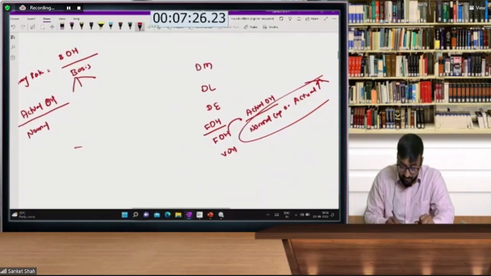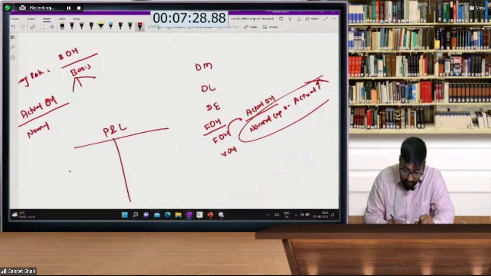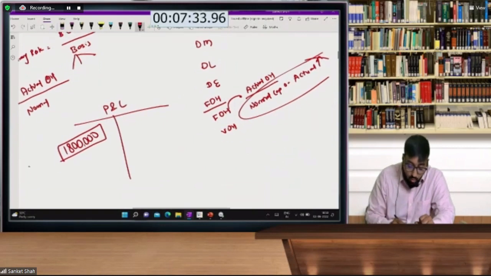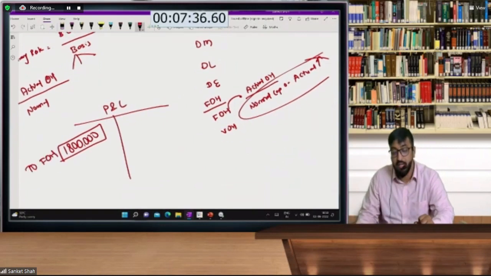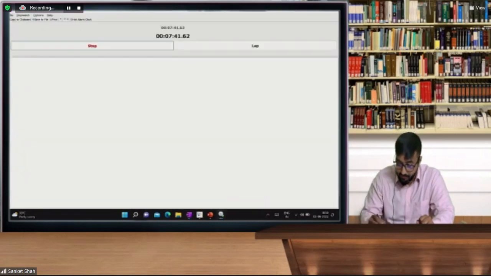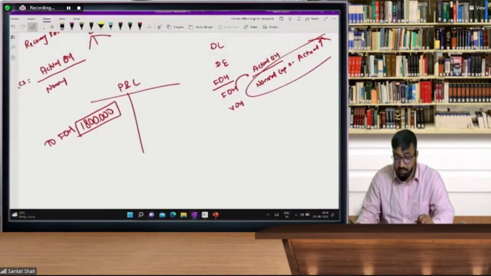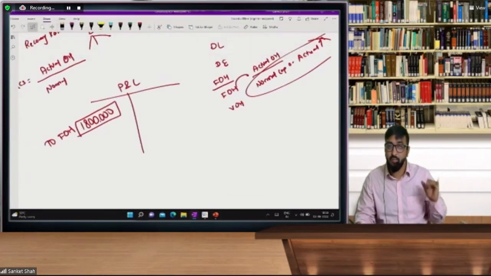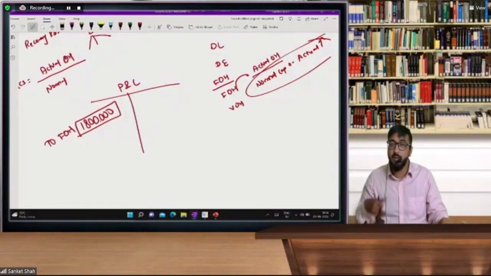In our example, in the P&L account, we consider 18 lakhs rupees of factory overhead. Till now you are getting this concept: direct material, direct labor, direct expenses, factory overhead you are going to consider. In factory overhead, you will consider fixed overhead and variable overhead. In fixed overhead, actual overhead divided by normal capacity or actual capacity, whichever is higher, you are going to consider.